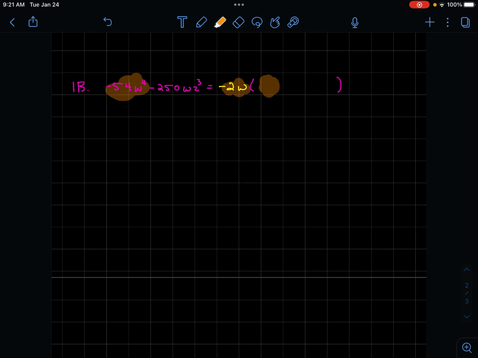Well, negative 2w times something, again, should get you back to negative 54w to the fourth. That something is 27w to the third. Negative 2w times something gets back to negative 250wz to the third. That something is going to be a positive 125z to the third. So what's really important about this is, even though you have the minus sign here, it looks like it could have been a difference of cubes. Because we factored out that negative, now it turns into a sum of cubes.